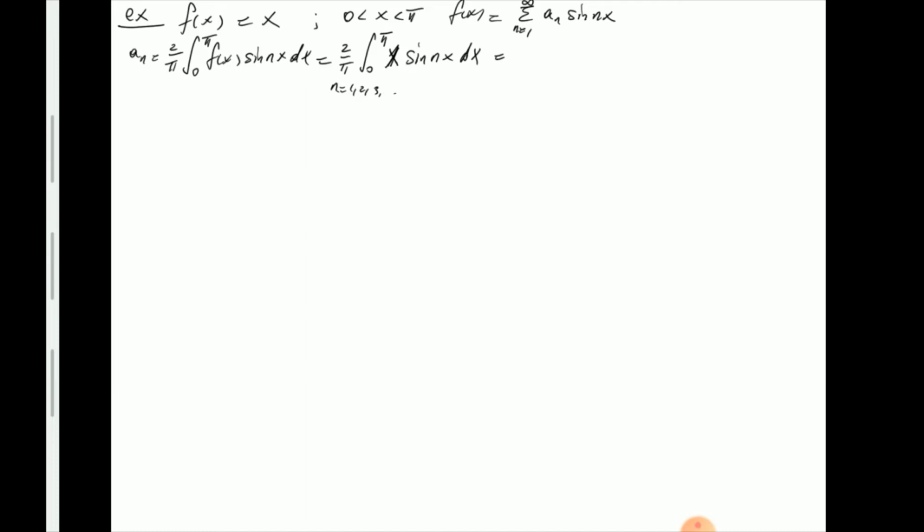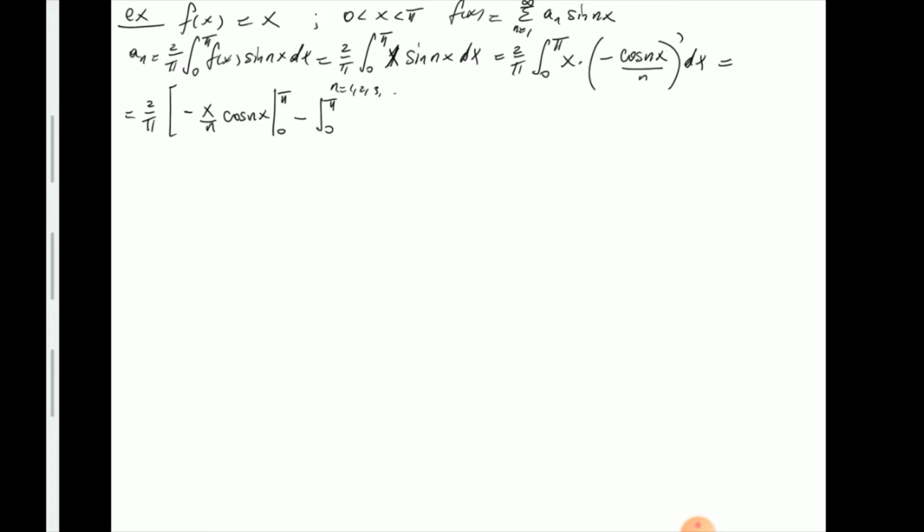And let's see, to do it by parts, we want to write sine of nx as a derivative. The antiderivative of sine is minus cosine. So that's going to be minus cosine nx over n. And then by parts, that's going to be minus x over n cosine of nx between 0 and pi, minus the integral from 0 to pi, x prime, which is 1, times minus cosine nx over n.